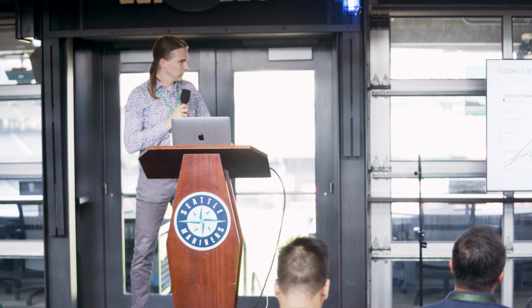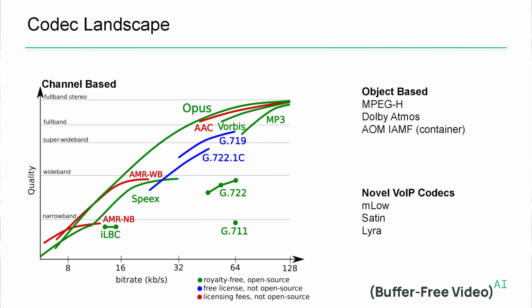So what does the codec landscape look like? This is probably the most colorful slide so far, I'm afraid. Opus sits across that full band, but we also have a number of other codecs that live across different sections of the bitrate quality curve. We see novel codecs like MLO, Satin, and Lyra, where we think there are technology pieces that we can bring in, as well as other object-based codecs that are interesting in this space.